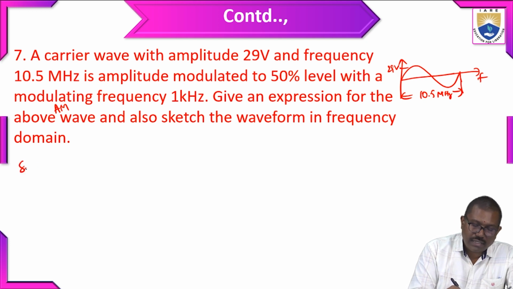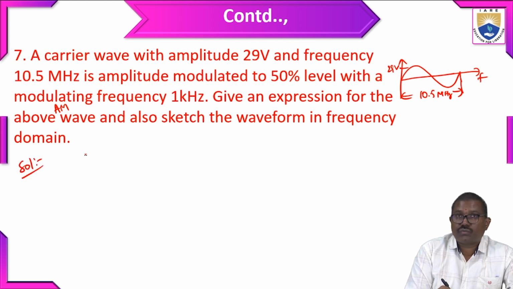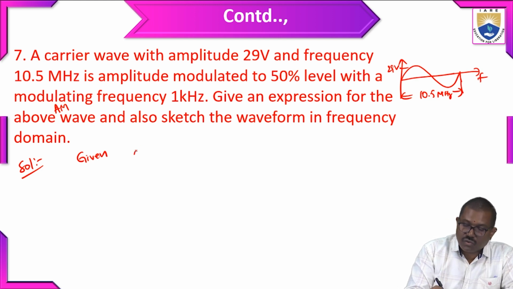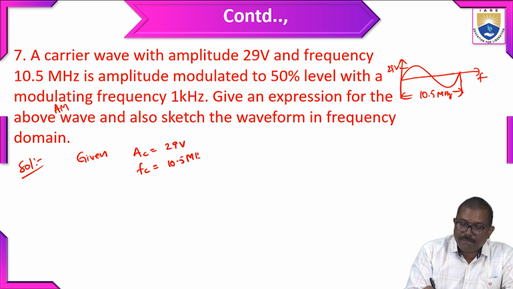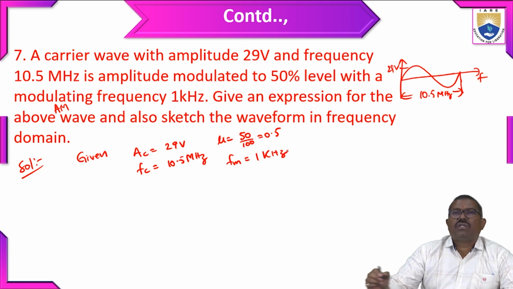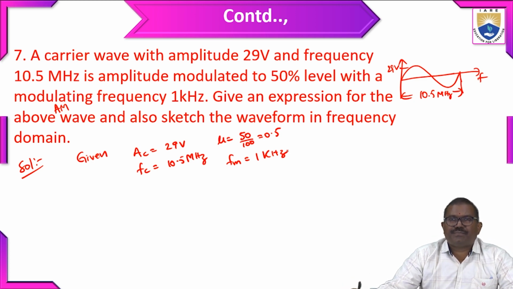First you are going to write the given values. It is very important when you're solving a problem: first write the given data. So AC is 29 volts and FC is 10.5 megahertz and mu is 50%. 50% means 50 by 100, which is 0.5, and FM, the modulating signal frequency, is 1 kilohertz. So this is the given data.